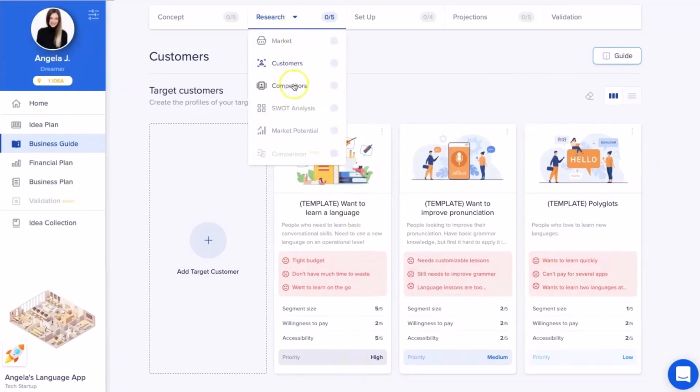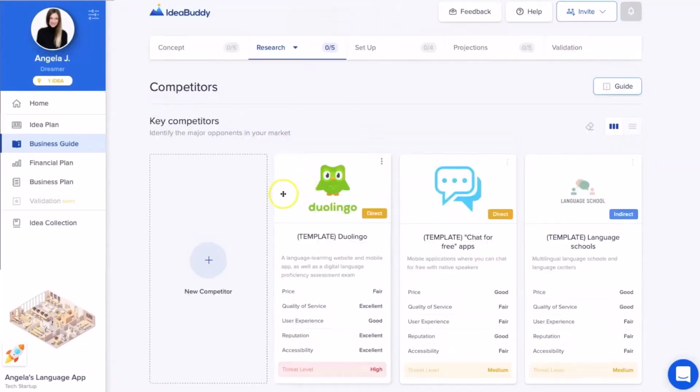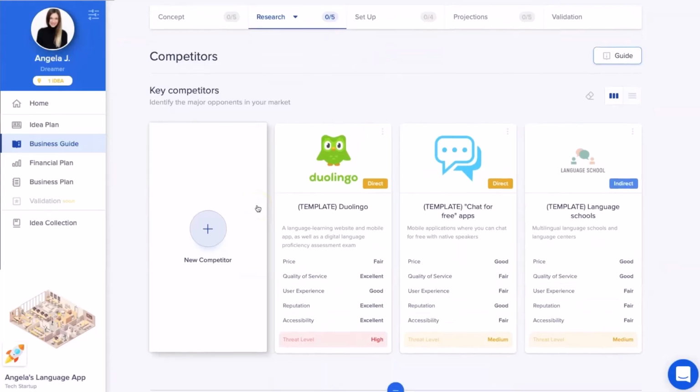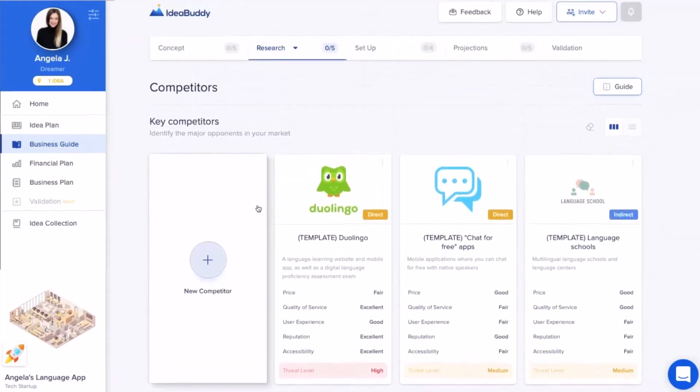Now, let's look at our competitors. You will need to identify those that you share your market with. This is important because you need to be able to determine the level of threat they might be to your idea and ultimately to your success.